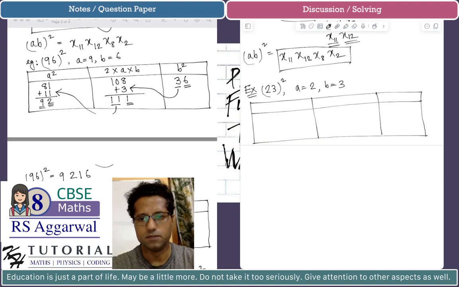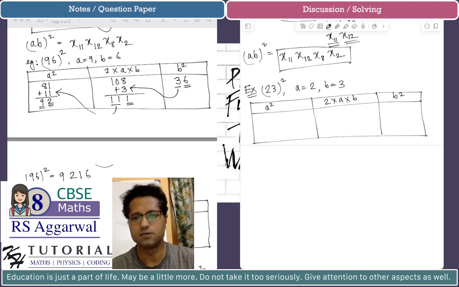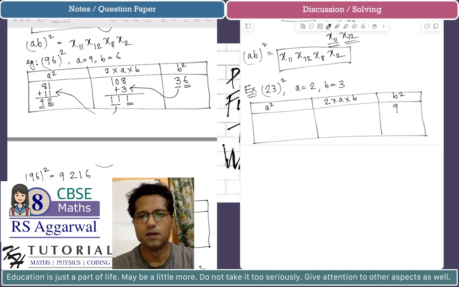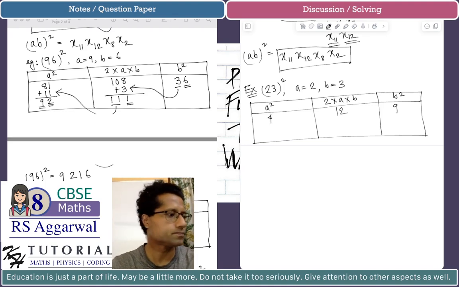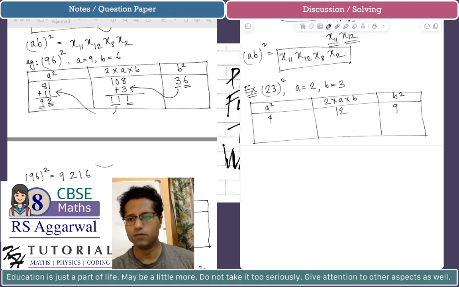So the first column is A square, the second column is twice A into B, and the third column is B square. Now B square, B is 3, so B square will be 9, twice of AB will be 12, and A square, A is 2, so A square will be 4. So what do we do? We start from the third column.